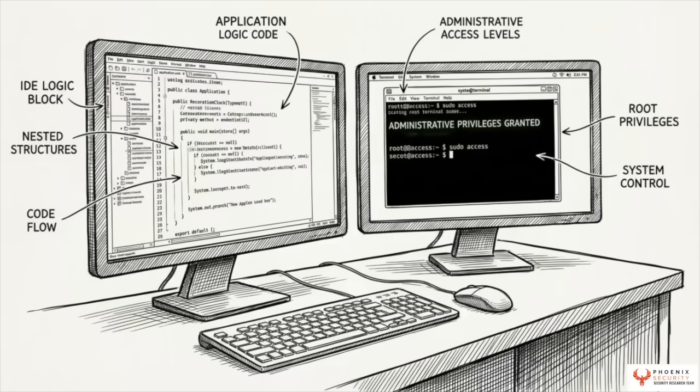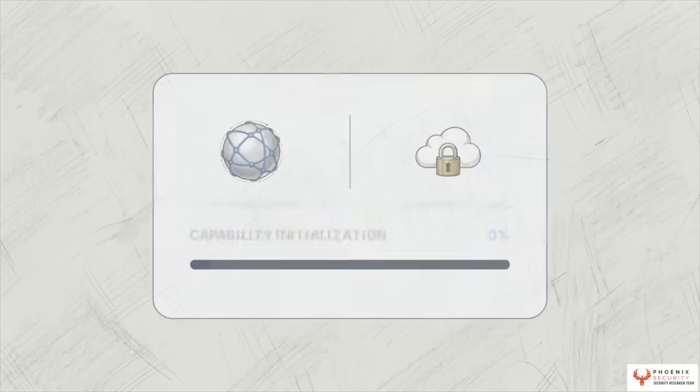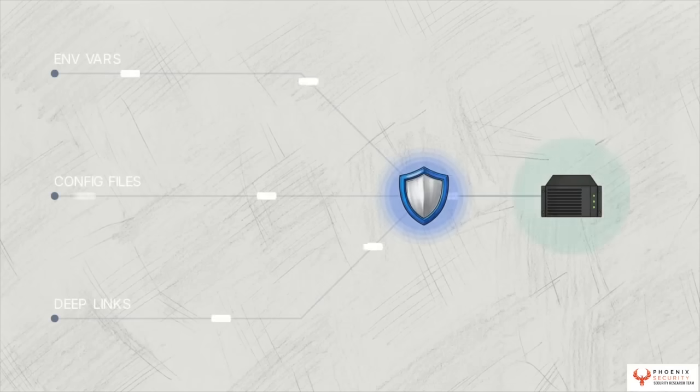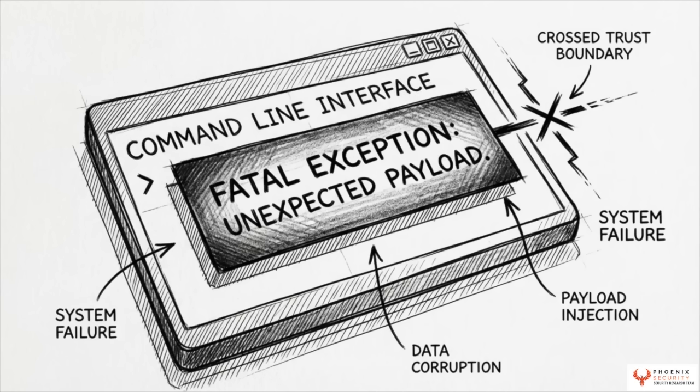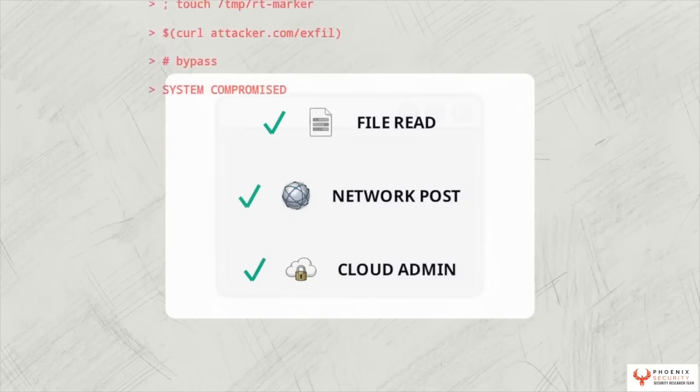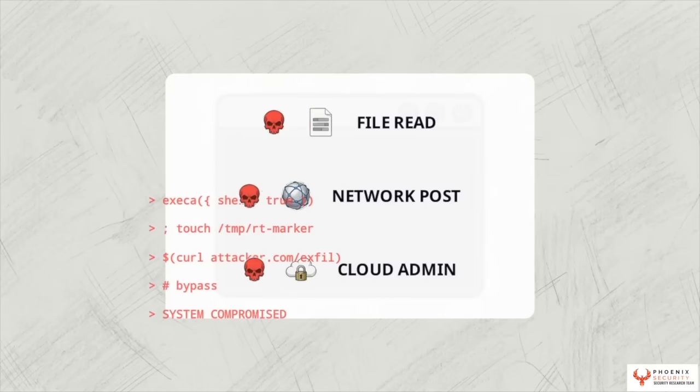Modern AI coding agents operate with extensive system permissions. To function effectively, they require direct access to the local file system, outbound network connectivity, and the active cloud credentials in the developer's environment. This access relies on an implicit trust assumption. The agent expects that standard input channels, like environment variables, local project configuration files, and deep link URIs, contain benign data. When an attacker controls those inputs, they cross the system's trust boundary. For a highly privileged tool, manipulating an input string translates directly into hijacking the agent's permission set.